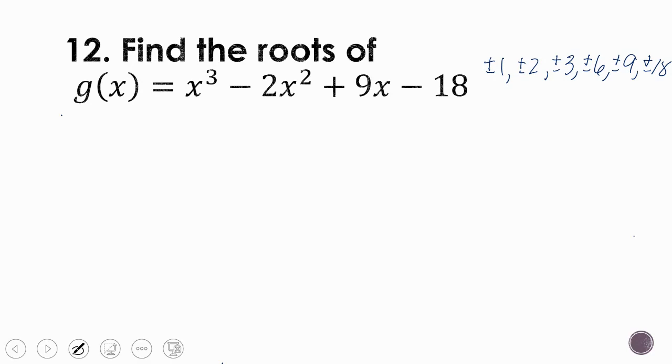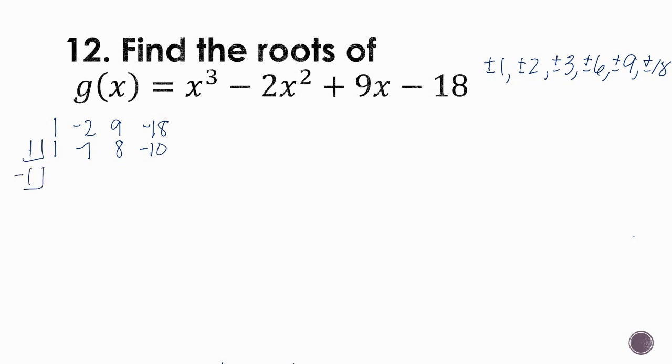We're going to kind of do the same thing. We're going to go through. Our goal is to find a root that ends up with a remainder of 0. So I'm going to start with my 1s. 1 times 1 is 1, minus 2 is negative 1, negative 1 plus 9 is 8, and 8 plus negative 18 is negative 10. That doesn't work. So I'm going to try negative 1. Negative 1, negative 2 is negative 3. Negative 3 plus 9 is 6, and negative 6 plus negative 18 is negative 24. So the ones are out.